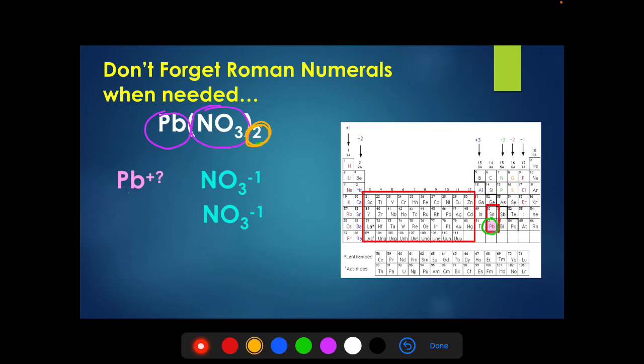And so what does the lead in the front have to be in order to balance that out? It's got to be a plus 2. So your one lead has to be a plus 2 to balance out the 2 minus 1 nitrates. So we would call this lead(II) nitrate.